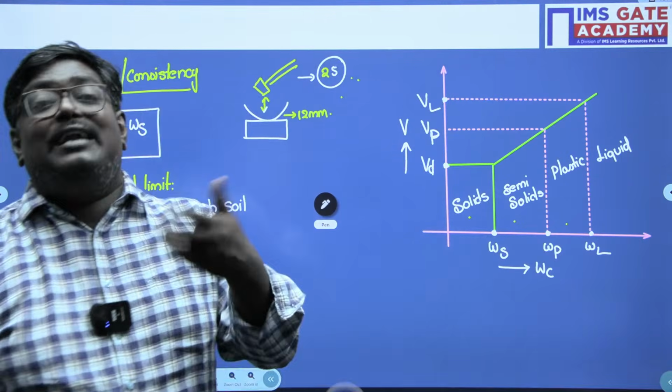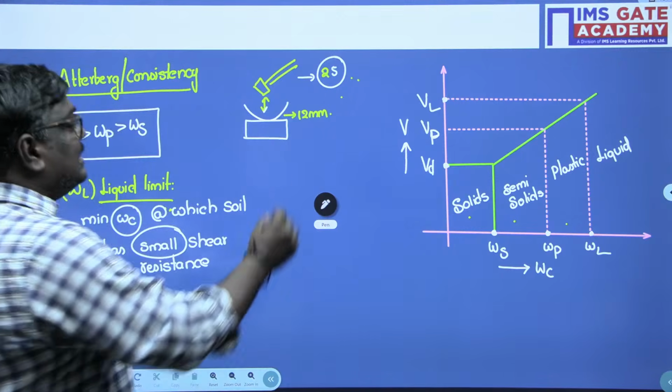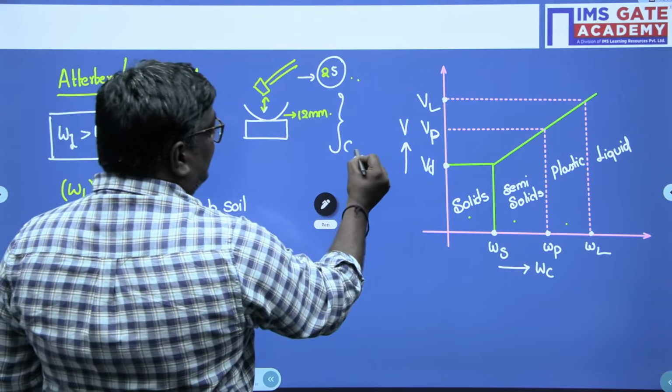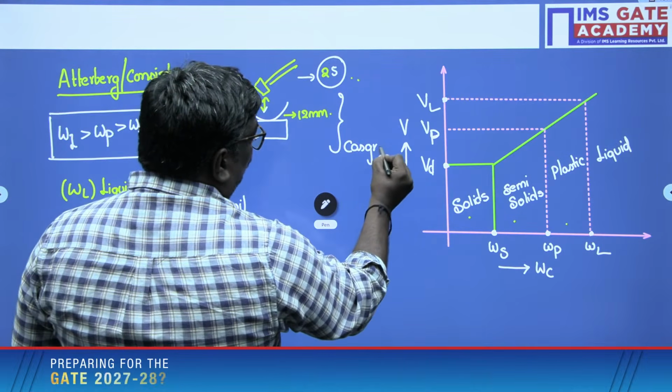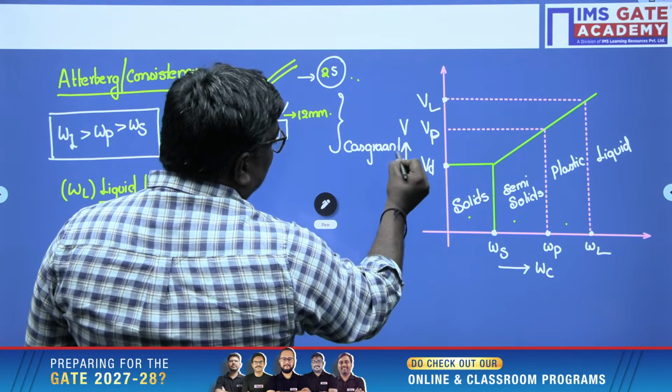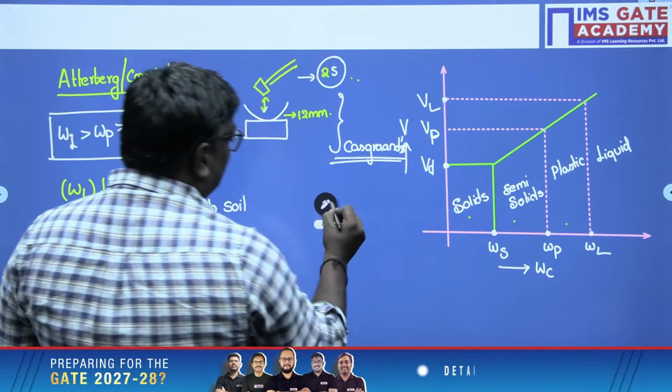And what is the apparatus used for liquid limit, sir? It is nothing but the Casagrande apparatus. What is the apparatus used for determining the liquid limit? It is nothing but the Casagrande apparatus.